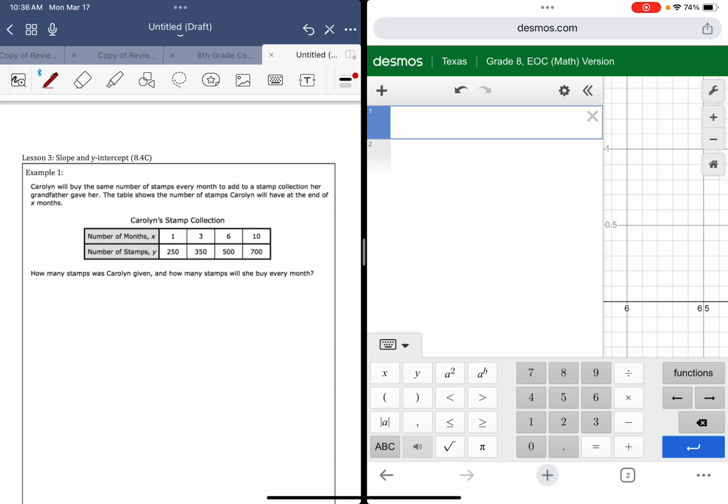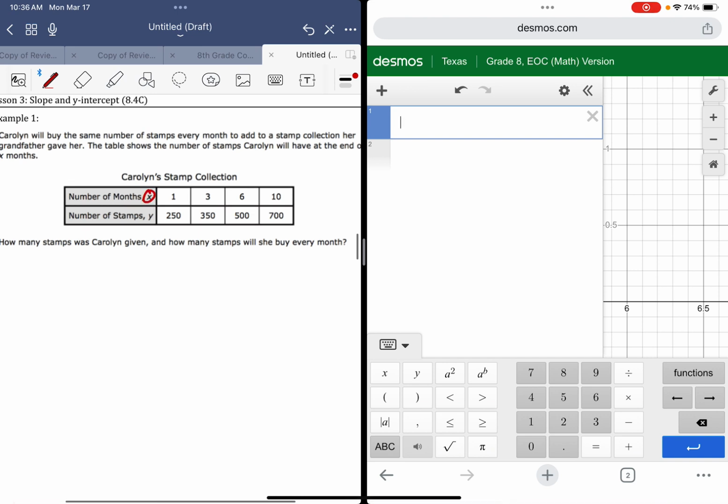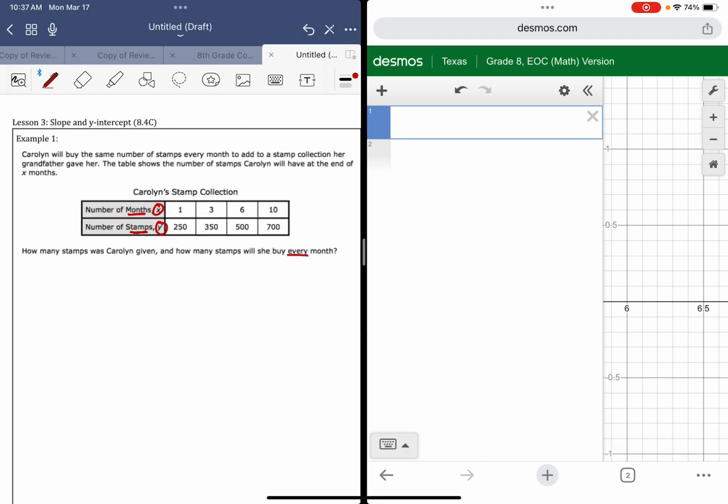Caroline will buy the same number of stamps every month to add to a stamp collection her grandfather gave her. The table shows the number of stamps Caroline will have at the end of X months. So that means X is the number of months, the value of X that we already have in this table, and Y represents the number of stamps. We're trying to find how many stamps she will buy every month. So we still have the keyword every.